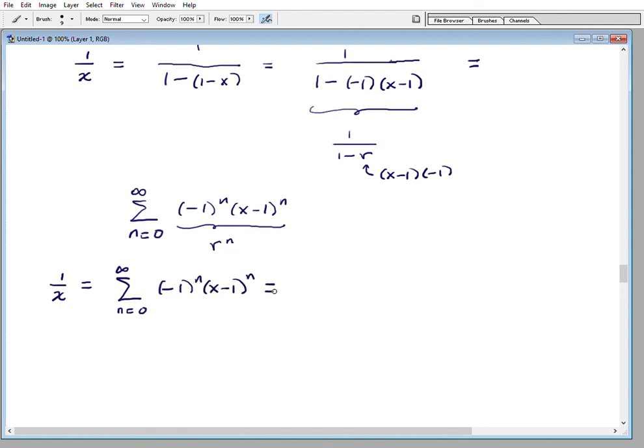Let's just write out what we have here. When n is equal to 0, anything to the 0 is 1. When n is equal to 1, we're going to have minus x minus 1. When n is equal to 2, it's going to be plus x minus 1 squared.